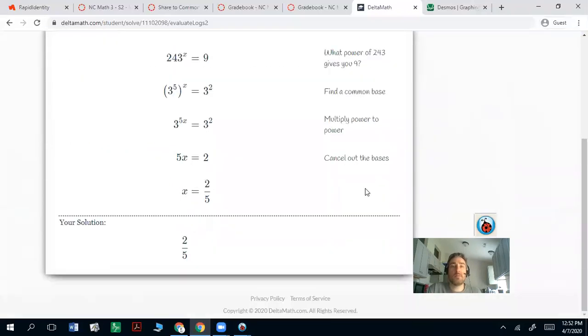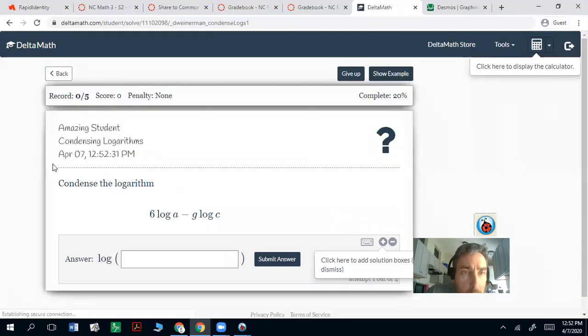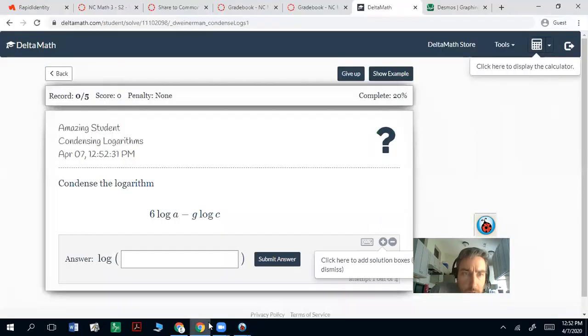So hopefully you get the idea. Now let's go back to a different topic, condensing logarithms. Let's see what's going on with that. So to condense logarithms, you're going to want some paper for this one. What you're going to do for the paper part is, let me switch to my camera here. So 6 log A minus G log C.